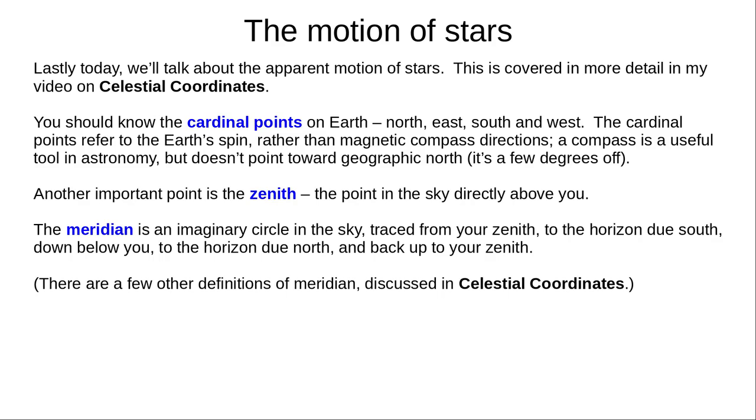If you're using a compass, you have to adjust your measurements by a few degrees. You should also know the zenith, the point in the sky directly above you. There are a few definitions of meridian. The one we're using today is an imaginary circle in the sky. Trace a circle from your zenith above you, down to the horizon due south, then down below you and around to the horizon due north, and finally back up to your zenith. All points on this circle in the sky are on your meridian.